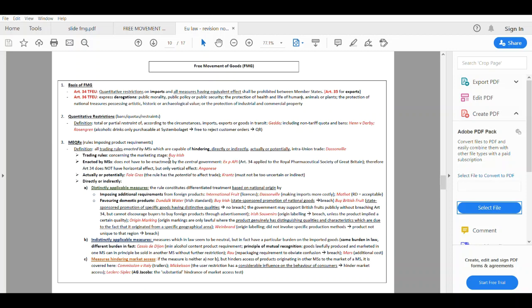So there are some limitations for using the Cassis de Dijon principles, or the rule of reason, for justifying a measure by the member state. Firstly, I will remind you about the case of Cassis de Dijon and what happened in that case.